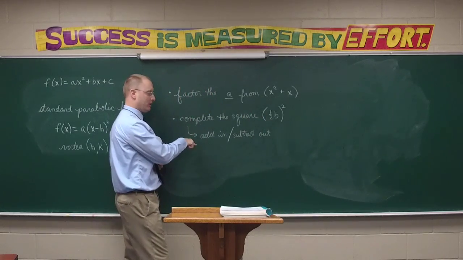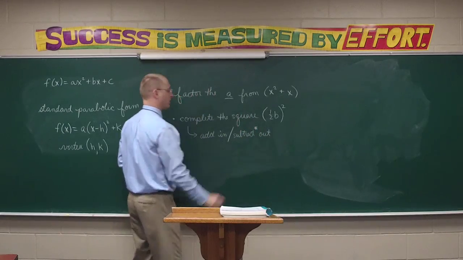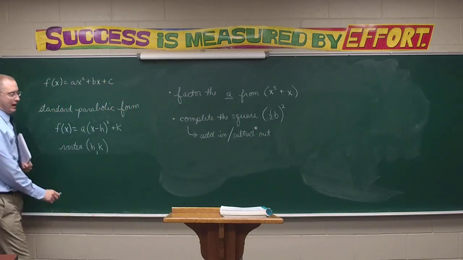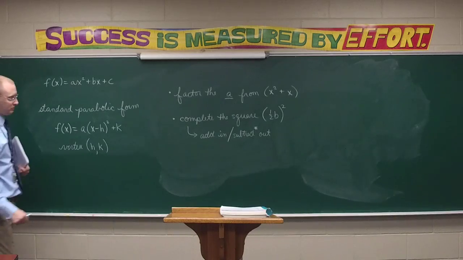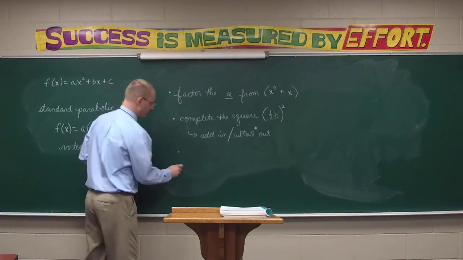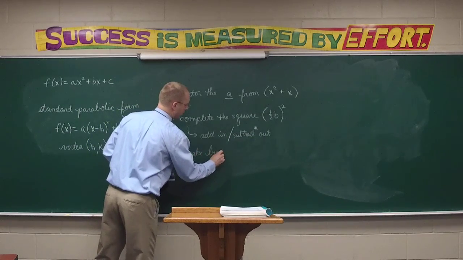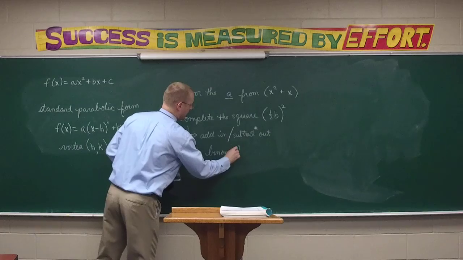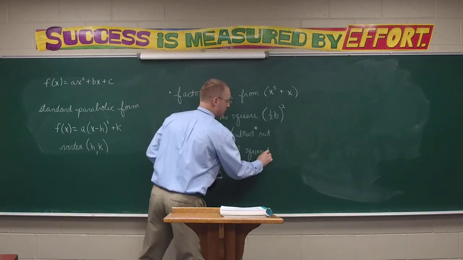We're going to add it in, we're going to subtract it out, but I want you to put an asterisk where it says subtract out. Because some things are going to get a little goofy when we do the subtracting out. Again, I'll show you this in just a moment. And then your final step is to make the binomial squared.